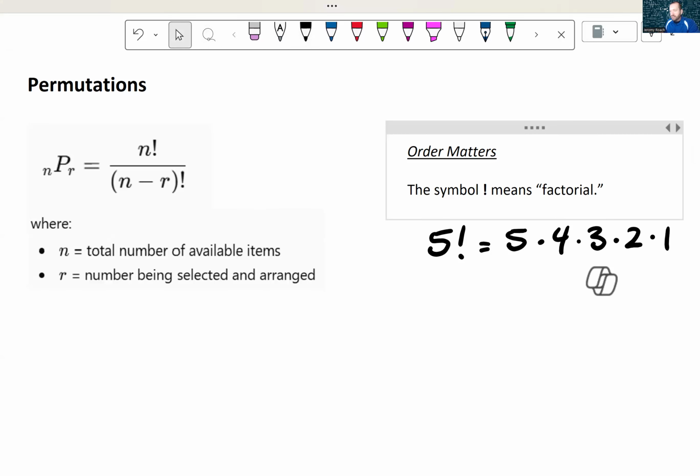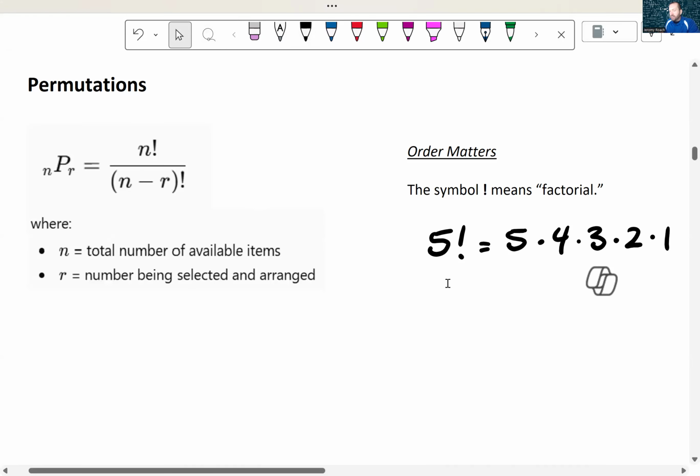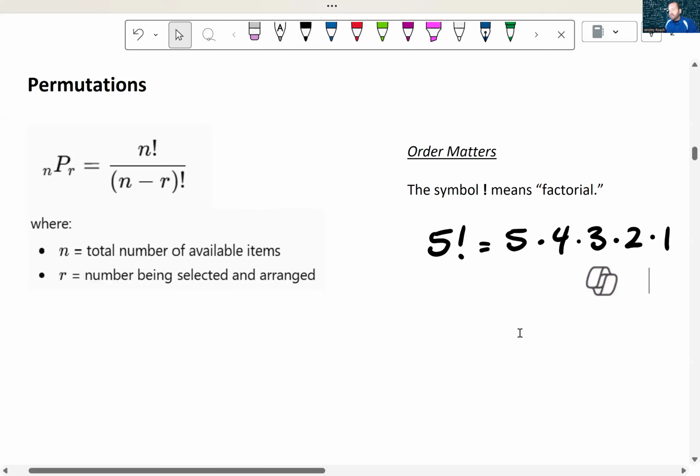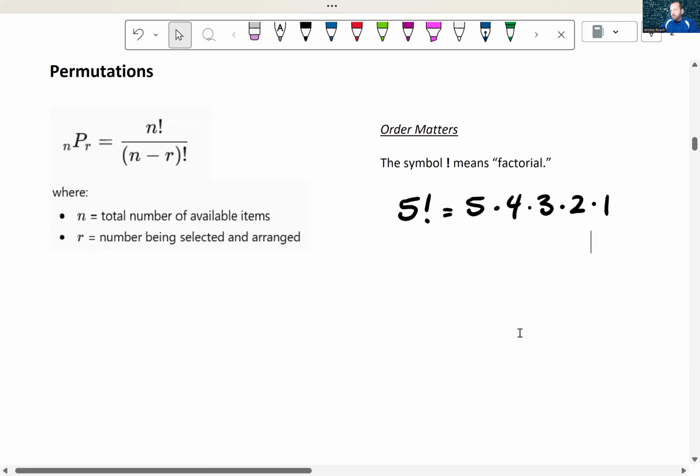And we have that on our calculator also if you need to use your calculator for some of these, if that helps you. But I'll show you guys also a way that you can cancel out factorials and save yourself some time.